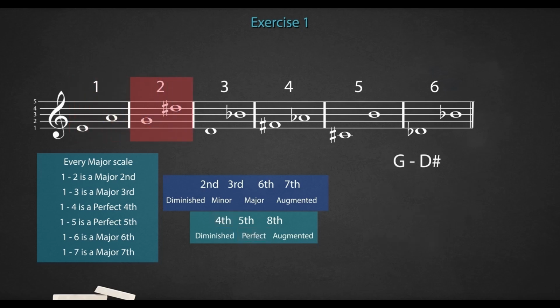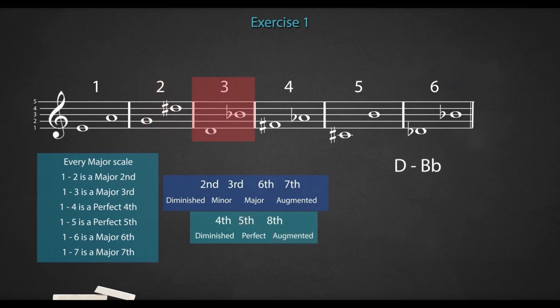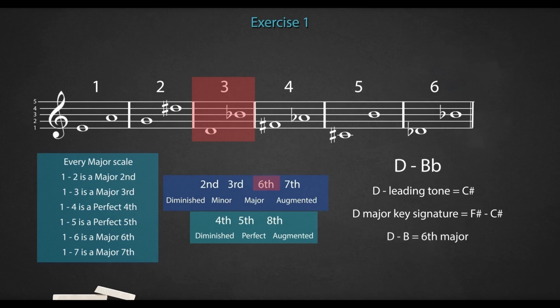G, D sharp. Same way. G and D are the first and fifth notes of G major scale. So, G D is a perfect fifth, and G D sharp we are looking for is an augmented fifth. D, B flat. D B are the first and sixth notes of D major scale, so it's a major sixth interval. D, B flat is a minor sixth interval.